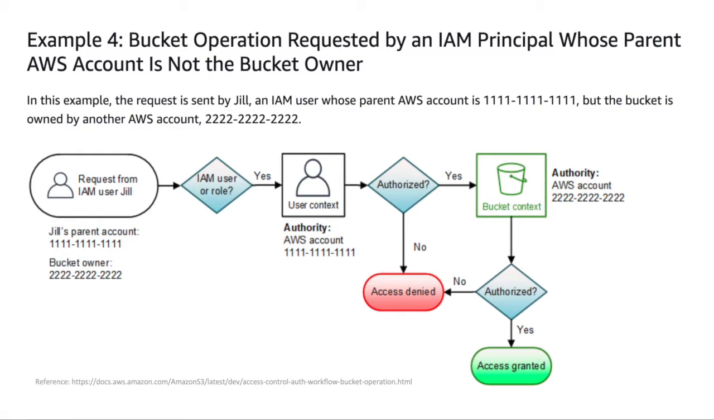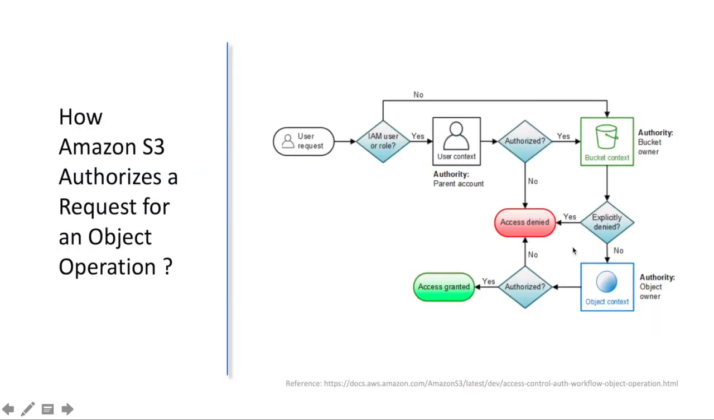Okay. So if it allows, then the bucket owner, which is 2222, will check its policies, ACL and bucket policy, and see whether this user from this account is allowed or not. And based on this, the authorization happens. Okay, so this is mainly how the bucket operation happens.